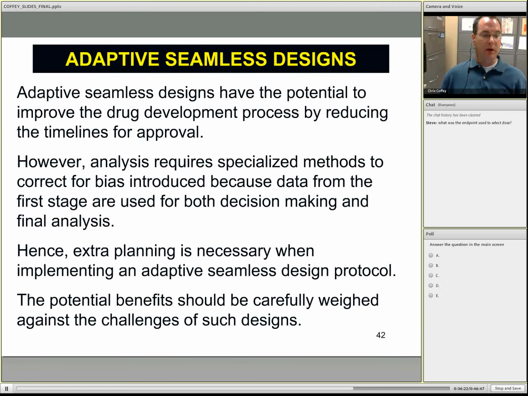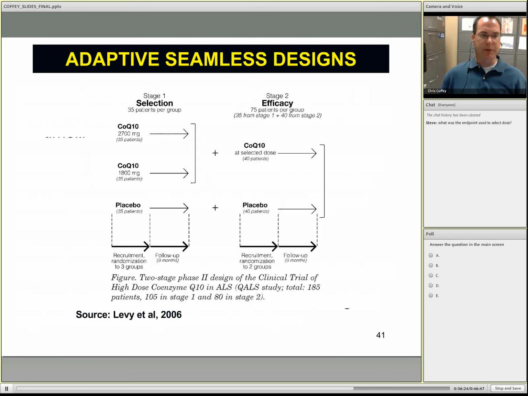So your question: the endpoint used to select dose was the ALS functional rating scale, the change in that over time. I think it was from baseline to 12 or 24 weeks.